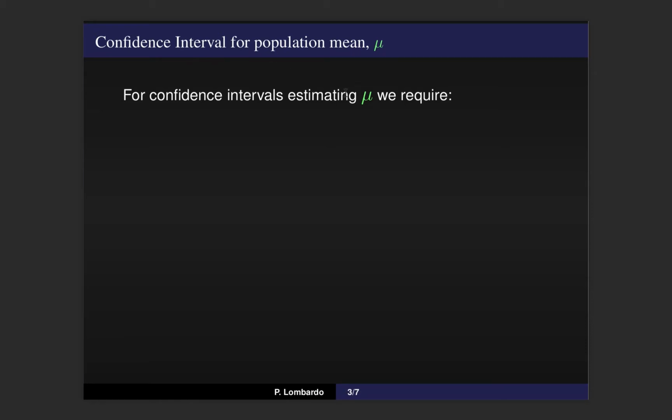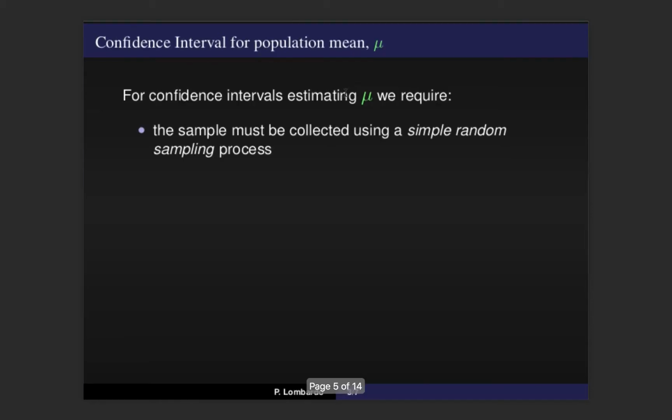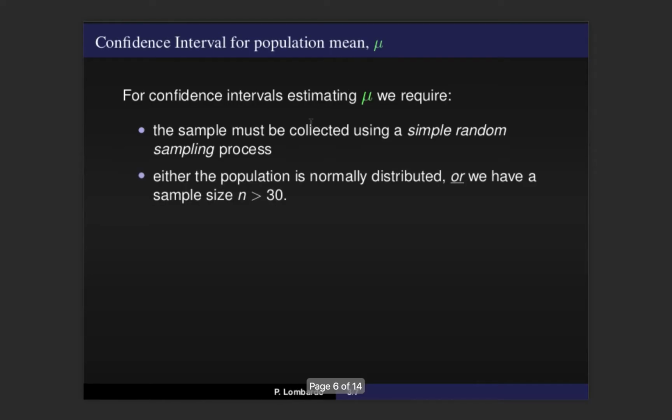First of all, for a confidence interval for a population mean, we're going to require that the sample is collected using a simple random sampling process. Okay, so the sample you get must be randomly selected from the population. You shouldn't be using a convenience sample. You shouldn't be using a volunteer response sample. You want this to be a simple random sampling process.